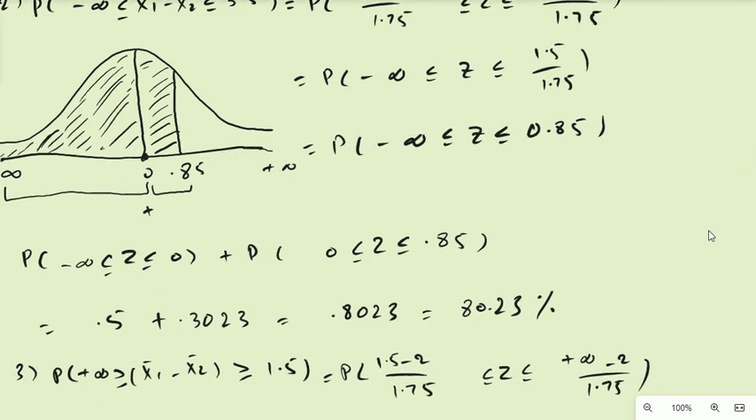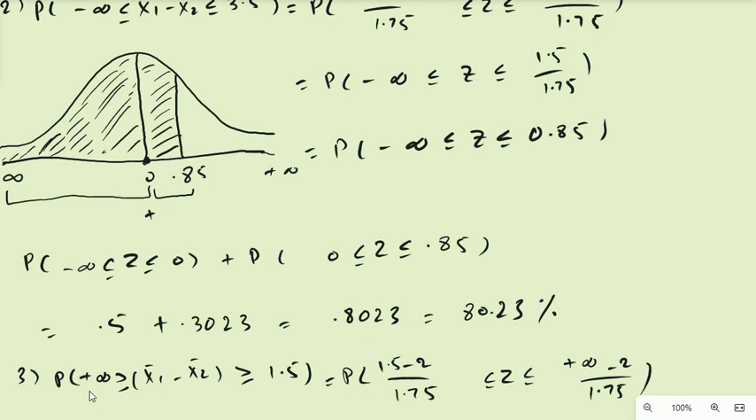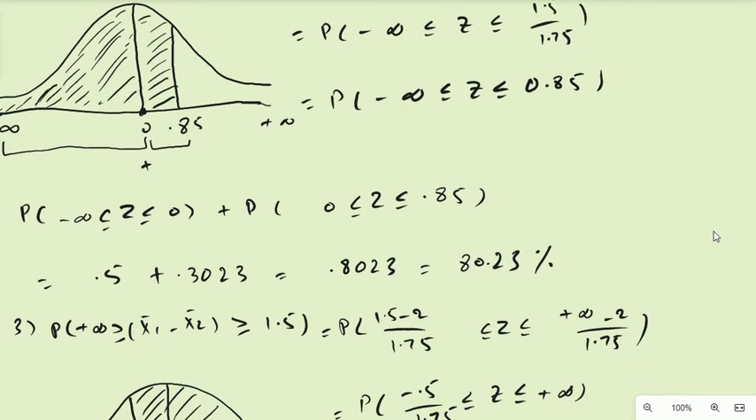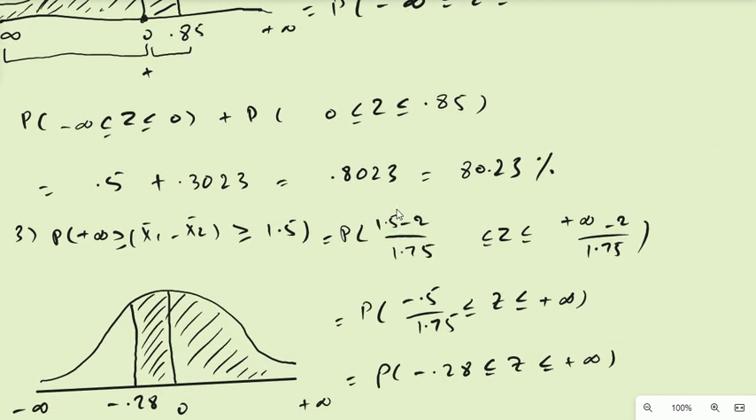The third part is to find the probability that the difference between the average sales of the two restaurants for 16 days will be greater than 1.5. You can see this is the maximum limit plus infinity, and 1.5 is the minimum limit. So, this is the minimum limit which is on the less side, and this is the maximum limit which is on the greater side. So, if you calculate it, this is equal to minus 0.25 and this is equal to infinity. So, you need the area between minus 0.25 and plus infinity.